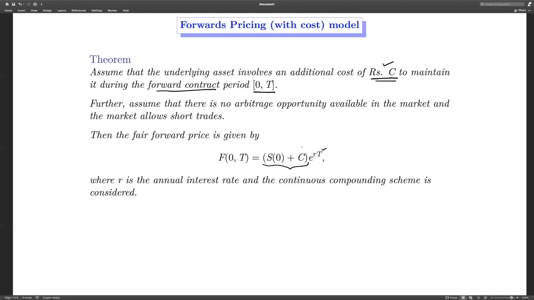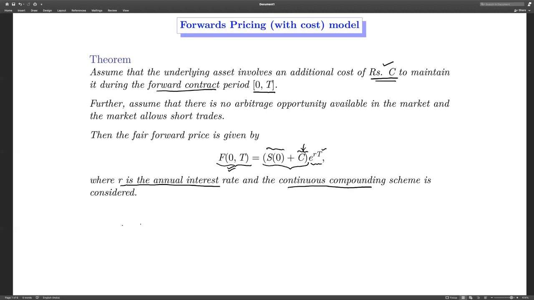If you recall, if this extra cost was not there, in the last theorem we proved that the forward price is given by S of 0 into e to the power of RT in the case of continuous compounding with prevailing interest rate as R per annum. Okay. Now you are including the maintenance cost also. Therefore, you will have to make the total as the initial investment, and then that has to be accumulated to find the correct strike price for the contract.